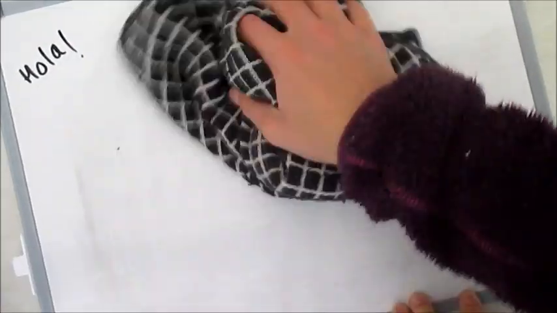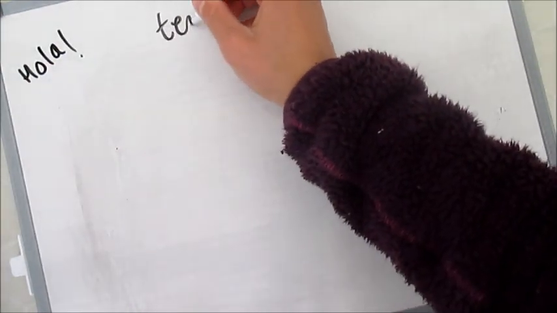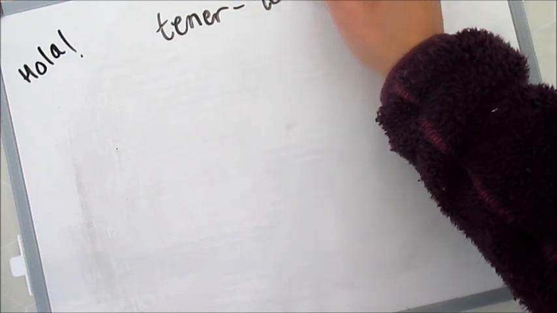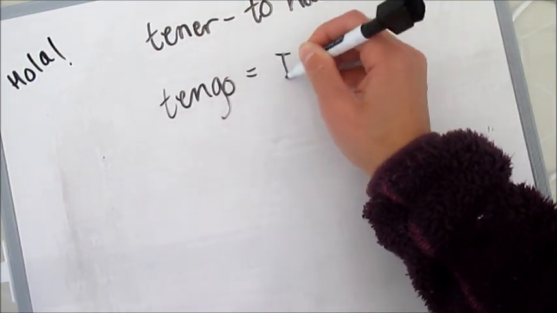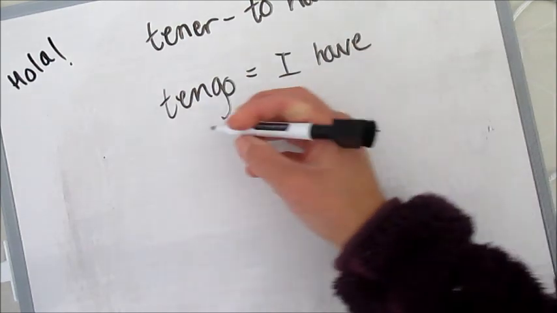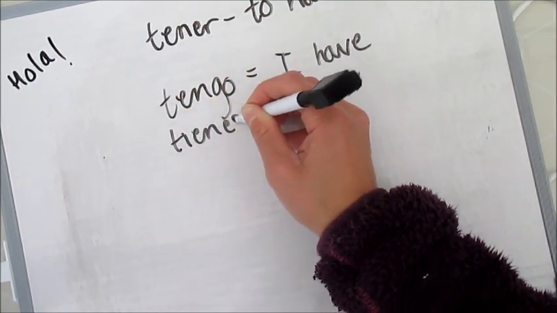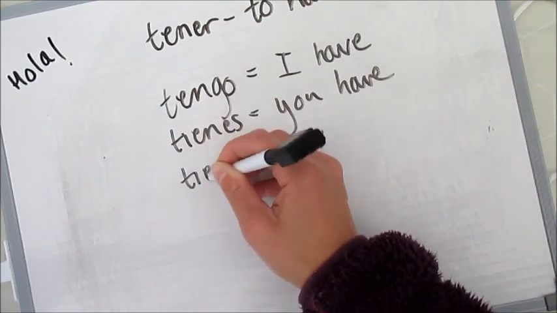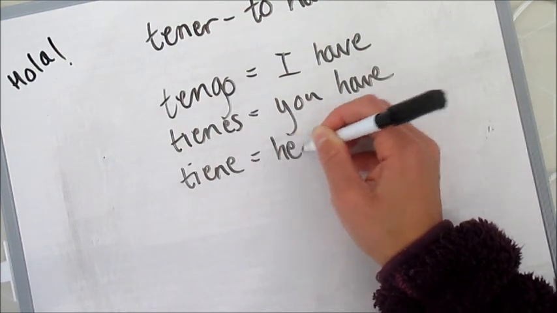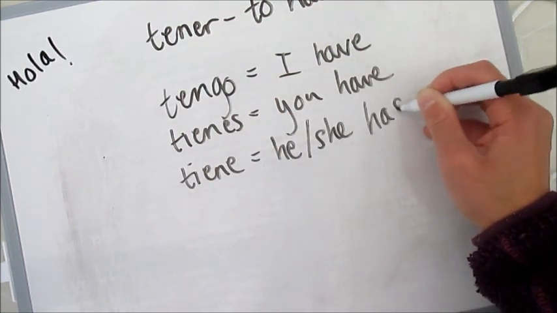Okay, our next verb that we might use quite often is tener, which is to have. Now, you'll have seen this verb right from some of the first phrases that you learn in Year 7 or whenever you started learning Spanish. So we've got tengo, that is I have. Tienes is you have. Tiene, he or she has.